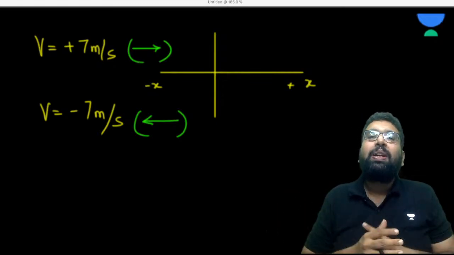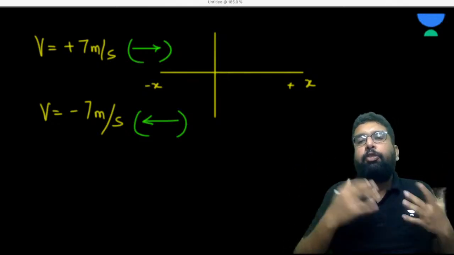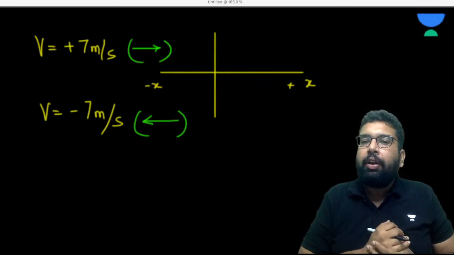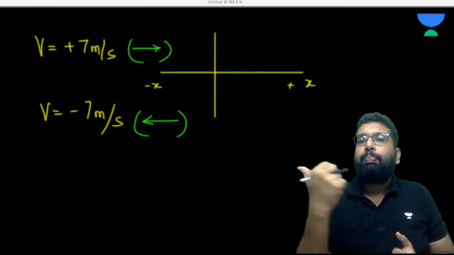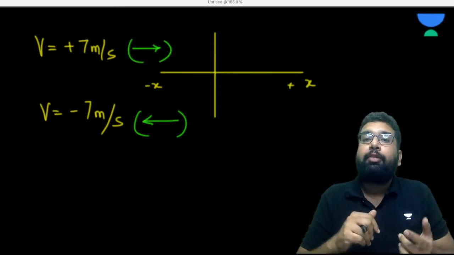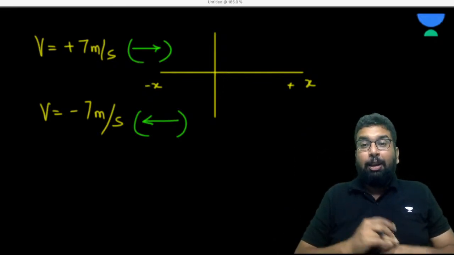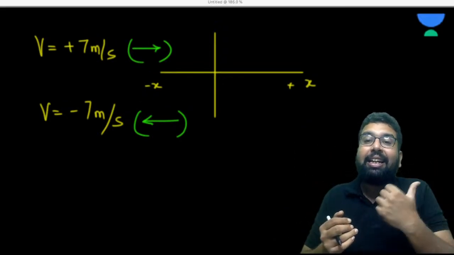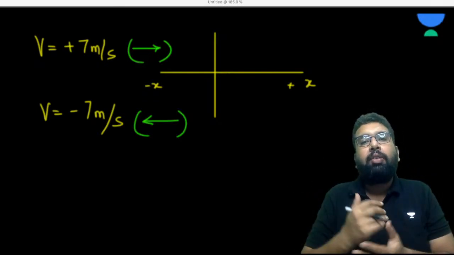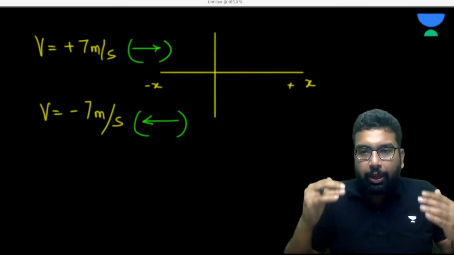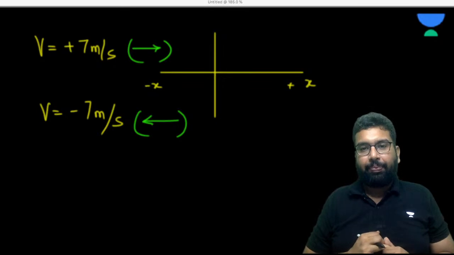So basically, to simplify, we all know something called retardation. If velocity is in the plus direction, plus 7, that is you are moving in the plus x direction, and acceleration is negative, you right away say that it is retardation and velocity is going to decrease. Similarly, when velocity is in the negative direction, that is something is moving in the minus x direction, and acceleration is positive, that means your velocity is going to decrease. Are you getting my point? Yes or no? Okay.